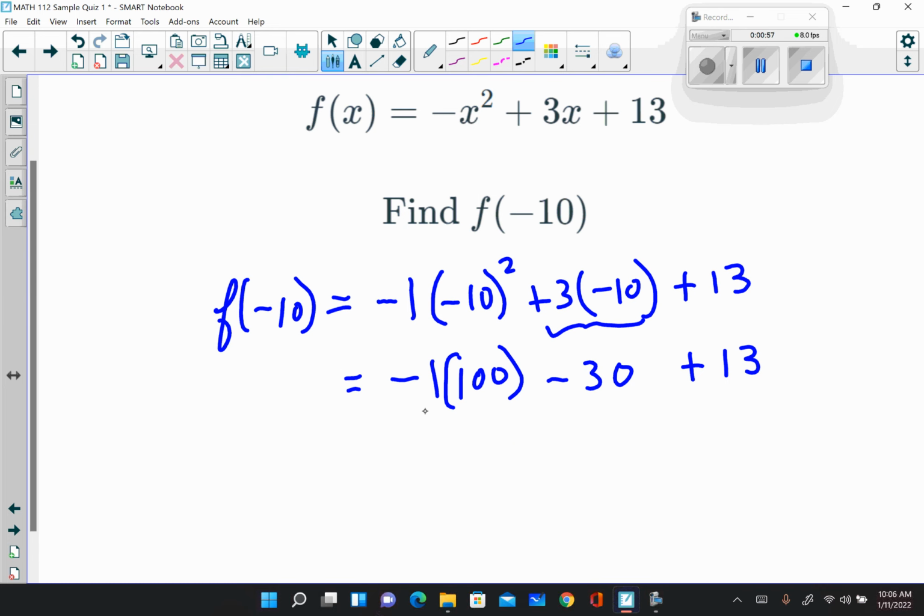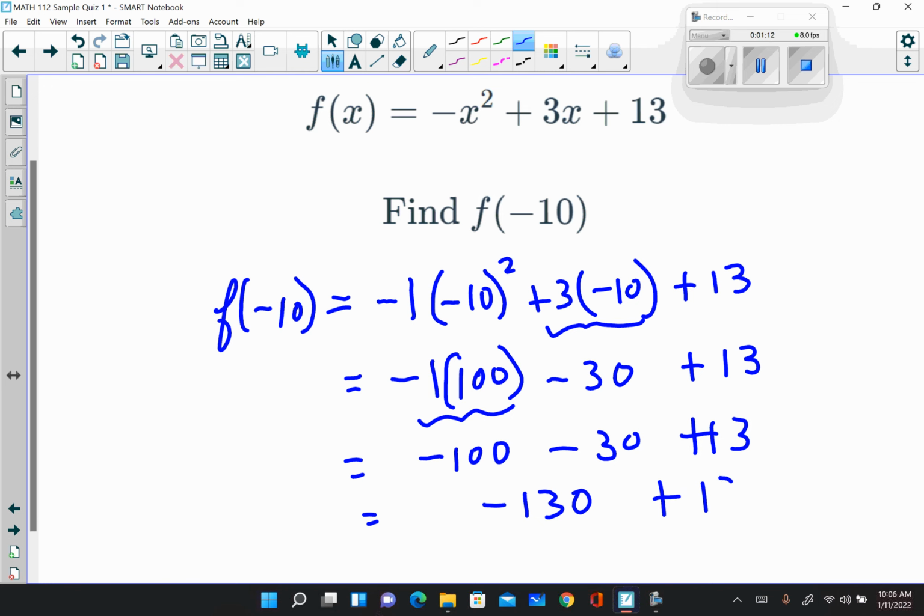This means negative 1 times 100, which is negative 100. Bring down everything else. Negative 100 minus 30 is negative 130. And we have to add 13 to that. Negative 130 plus 13 is negative 117.